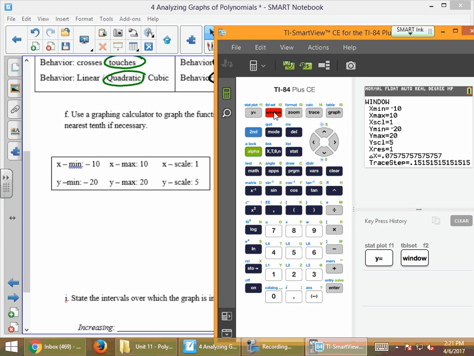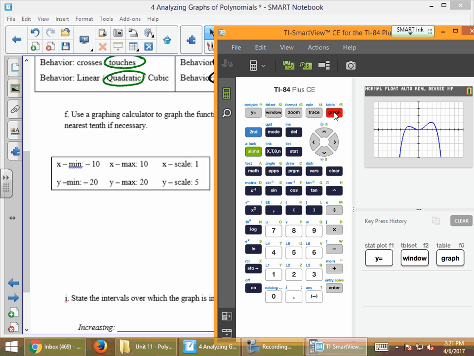Okay. And then hit graph. So it looks something like that. If you're not getting something like that, make sure you raise your hand. Make sure when it's a negative, you use the negative button. Otherwise it reads it as subtraction and then it gets confused because you're not actually subtracting anything.